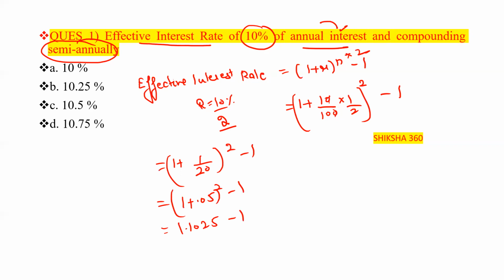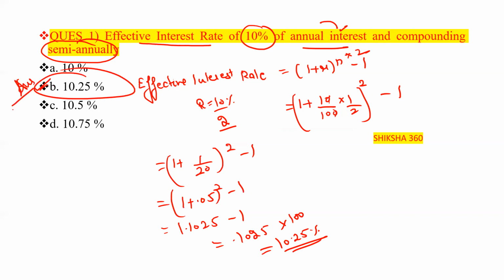1.1025 minus 1 comes out to 0.1025. Multiply it by 100 to convert it into a percentage. So 10.25%. So option number B is the answer here.